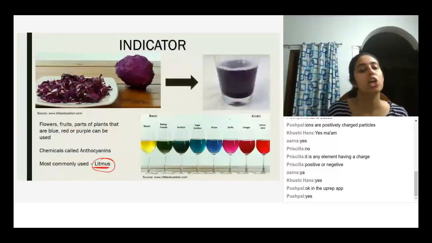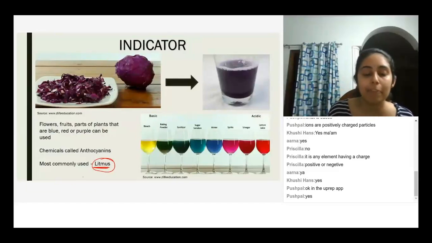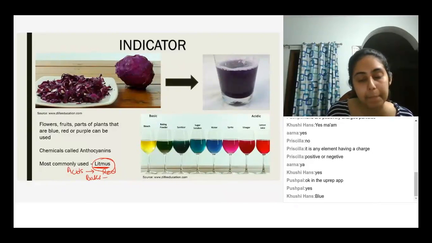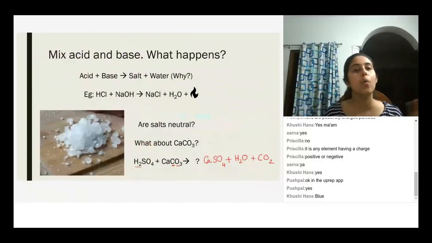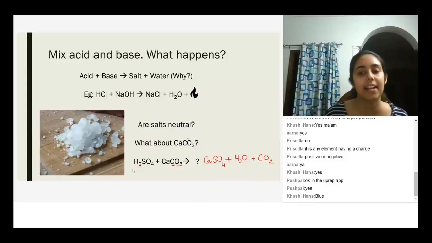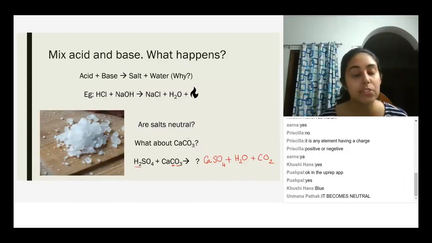The most commonly used indicator is litmus. For acids, litmus solution changes to which color? Shades of red, red, very good. And for bases? Shades of blue. Very good. All right, so what happens when I mix an acid and a base? It becomes neutral. Yes, it becomes neutral.